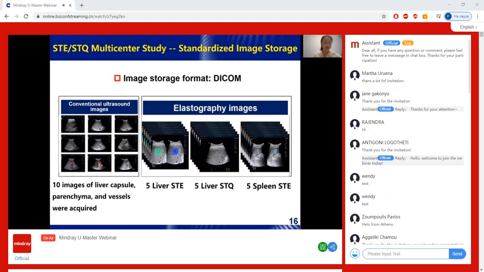Conventional ultrasound exams were performed before the elastography measurements. 10 images of liver capsule, parenchyma, and vessels were acquired and stored. 5 liver STE, 5 liver STQ, and 5 spleen STE were performed on each patient. All images were stored in the format of DICOM.